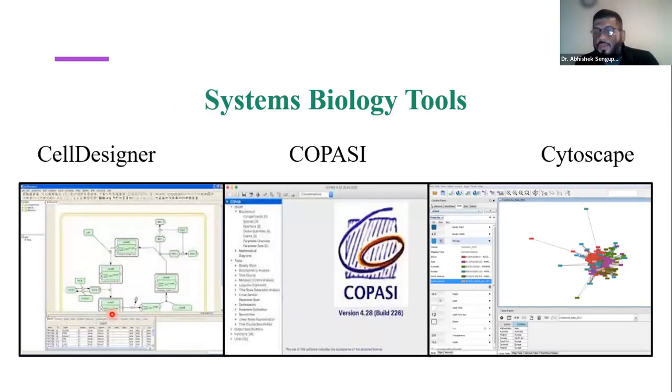Now we have various tools here, which are quite widely used. If you are not comfortable with programming languages, you can use these GUI based tools.